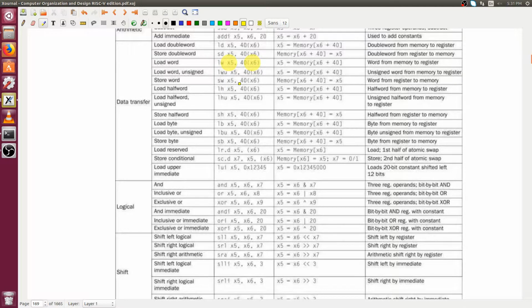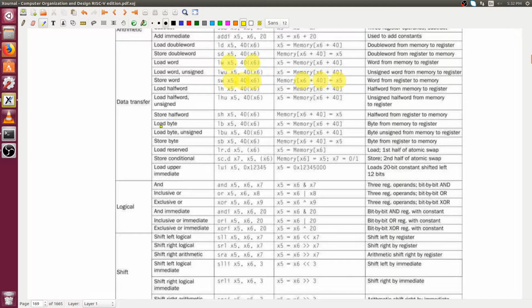The same idea for store. For store, we're going to put whatever is in x5 into the location of memory at the address stored by x6 with an offset of 40. So that's what this means here. It's memory at the address of x6 plus an offset of 40, and then we're going to assign that x5. Any questions? So this is just basic assembly type stuff.